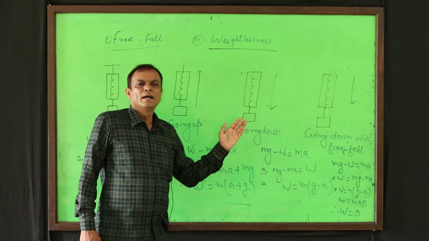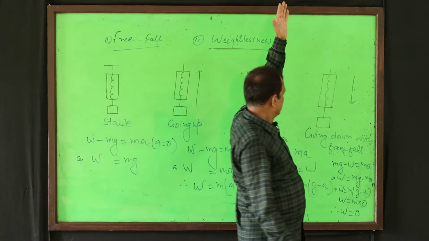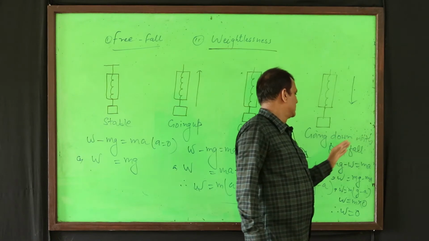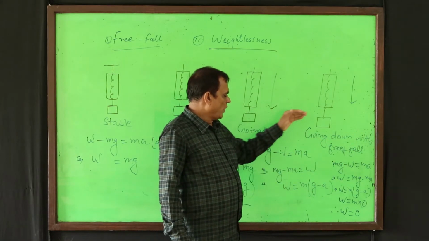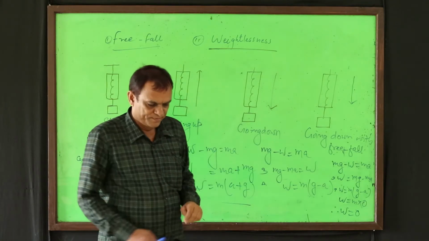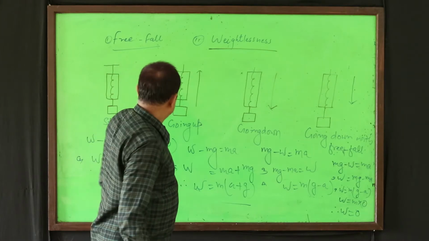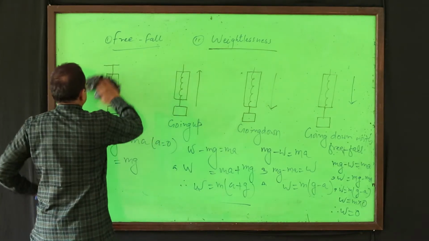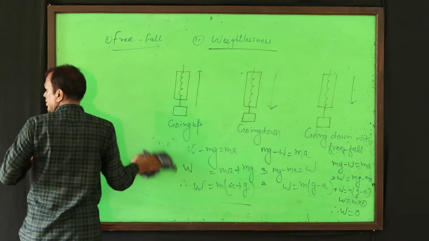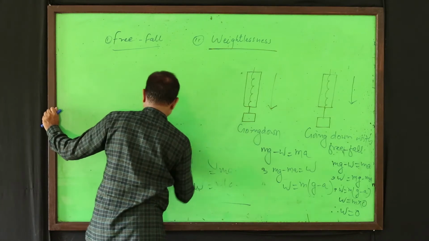less than its actual weight. And when the body is going down or coming down with free fall, at that time the weight of the body becomes 0, that is weightlessness. I hope that you have understood that, and you should copy it in your notebook for remembering and for practice.